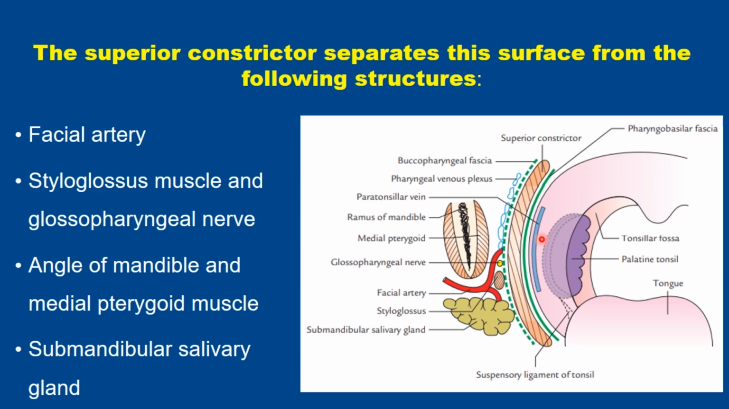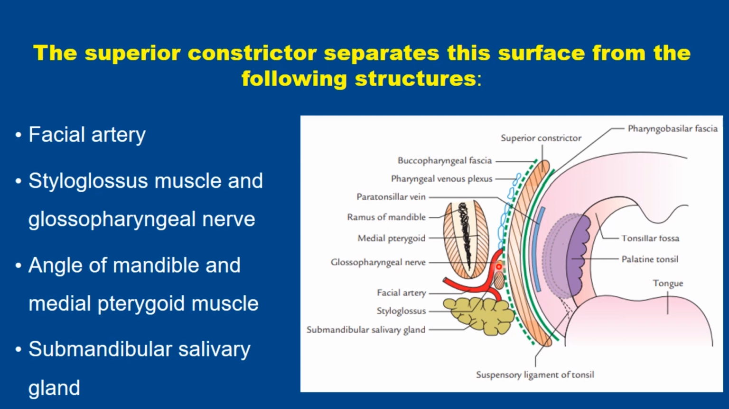Now the superior constrictor separates this surface from the following structures. In this picture we can see the superior constrictor muscle, and this superior constrictor muscle separates the tonsil from the following structures. First we can see the facial artery and its two branches: one is the ascending palatine and another is the tonsillar branch. Then the styloglossus muscle, this one is known as the styloglossus muscle. The glossopharyngeal nerve, this yellow structure is known as the glossopharyngeal nerve.